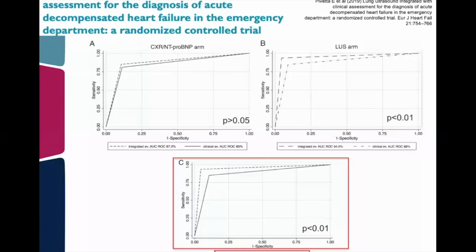So after an initial evaluation of 518 patients who presented with acute dyspnea in a cohort of suspected heart failure exacerbation, we see that lung ultrasound combined with clinical assessment outperformed the chest X-ray plus pro-BNP with clinical assessment with a much higher accuracy. The area under the curve for the lung ultrasound assessment was 95% versus just 87% for the pro-BNP arm.